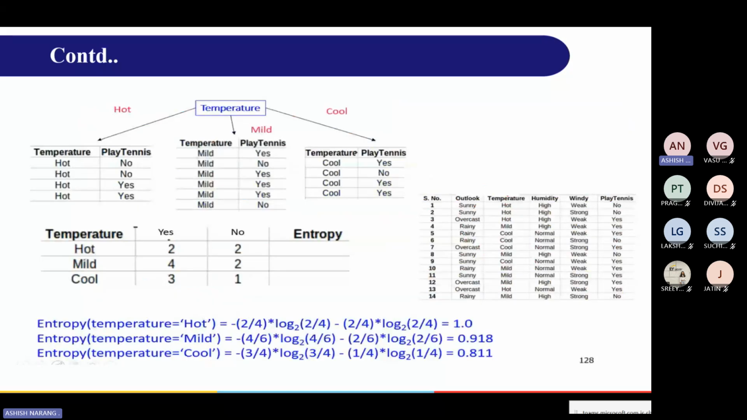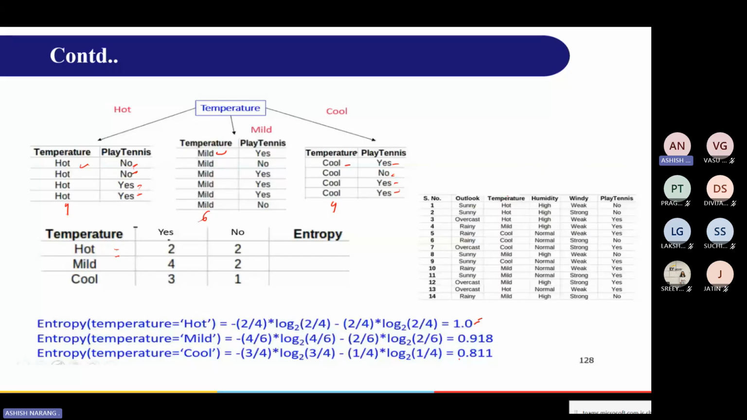Now let's look at if I pick up temperature. Temperature can be hot, mild, and cool. Hot has got 4 records, cool has got 4 records, mild has got 6 records, right? Within hot, if you see, this is no, no, and yes, yes. So 50% records belong to no, 50% belong to yes. Without even calculating, I can simply say this has a higher entropy of 1, a 50-50 split, right? If I look at this, 3 by 4 records belong to one class, 1 by 4 records belong to the other class.